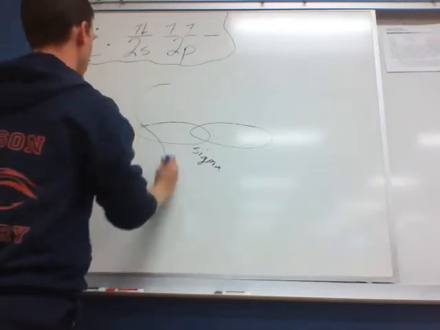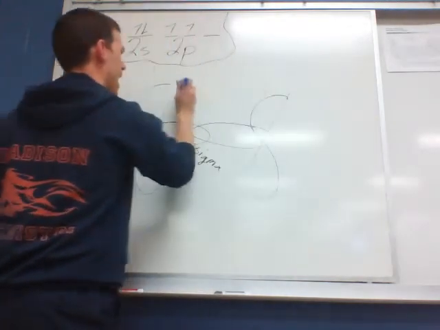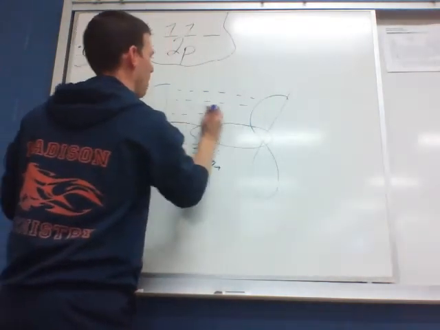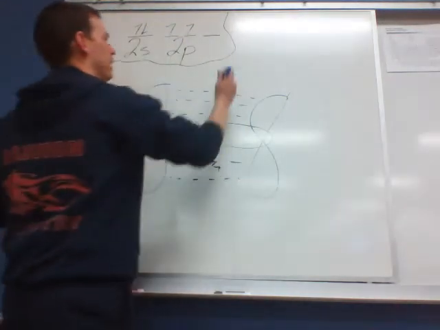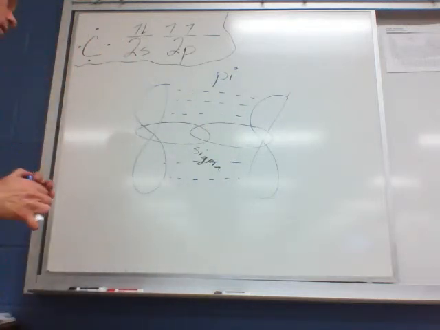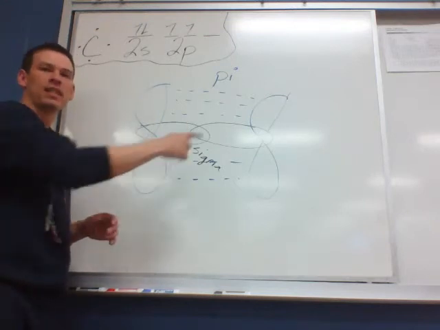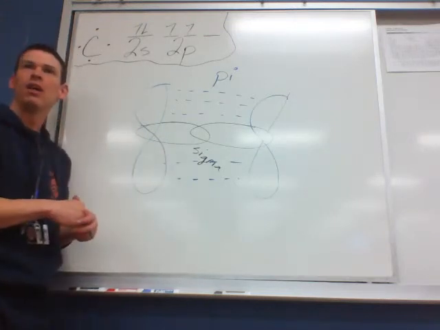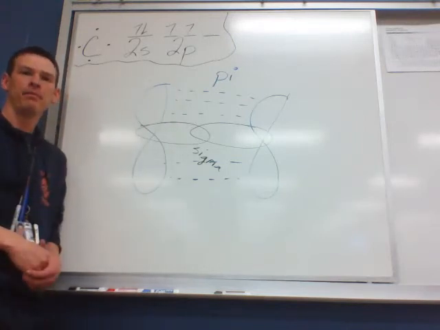A pi bond is going to do this. And it's actually an attraction or a bond here. All right? These blue guys are the pi bonds. Sigmas are simple circles. Pi's have this dumbbell shape. What's a dumbbell? Figure 8.